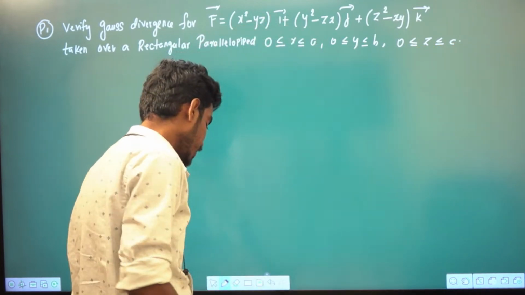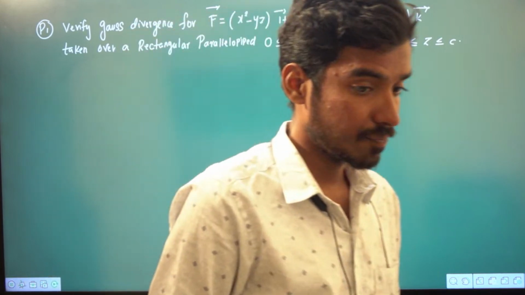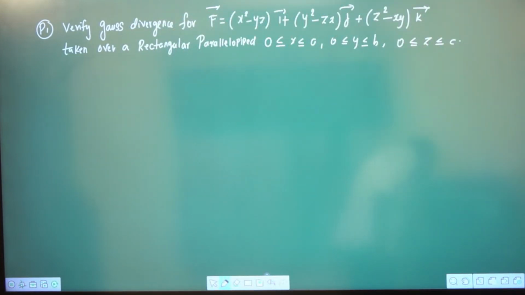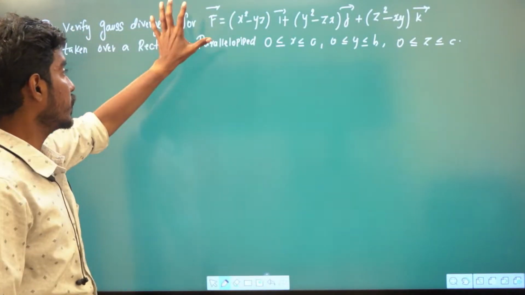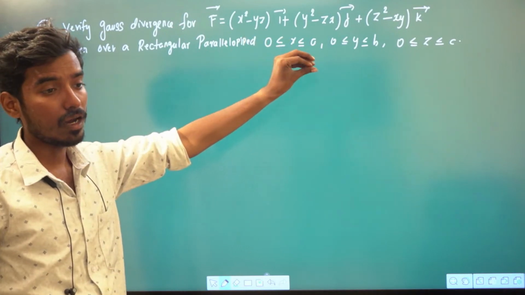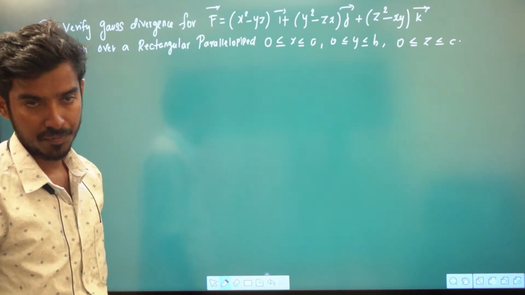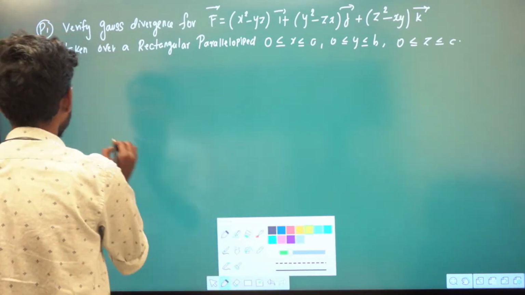This is a parallelepiped, right? So it can be cuboid or cube, but it is a cuboid. They are given, we need to verify the Gauss divergence theorem. So we know F and the constraint here is, the solid here is cuboid, right? So what we need to do is verify that.